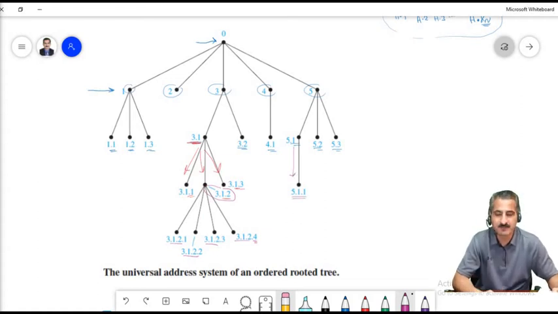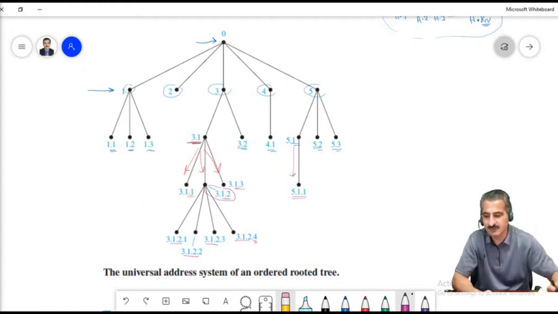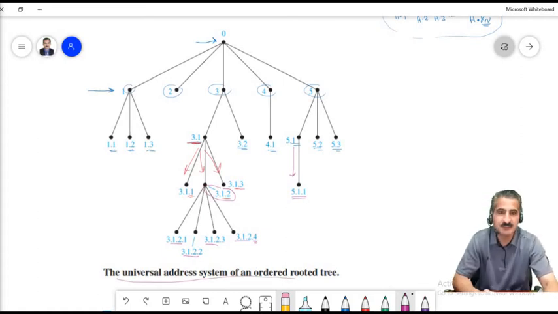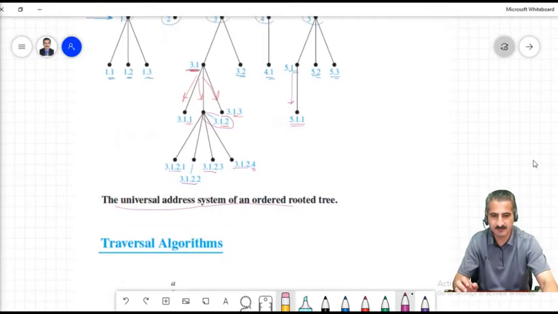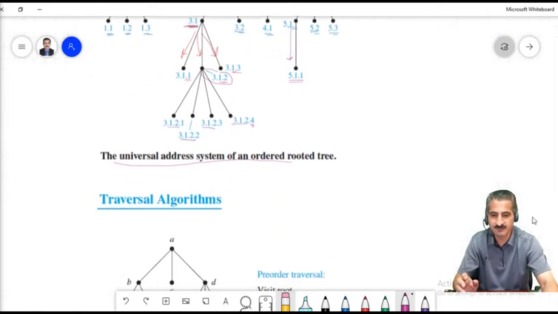So okay, this is called the universal address system of an ordered rooted tree. The idea here, as you see, is that we are giving labels to vertices, and these labels will carry some information about the vertices, mainly the level of the vertex, or in which level the vertex lives.